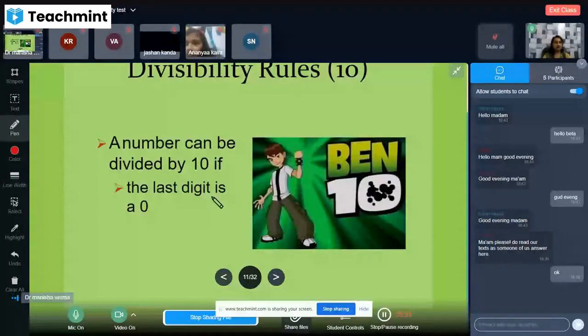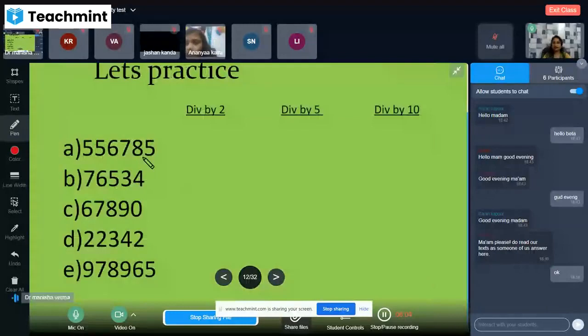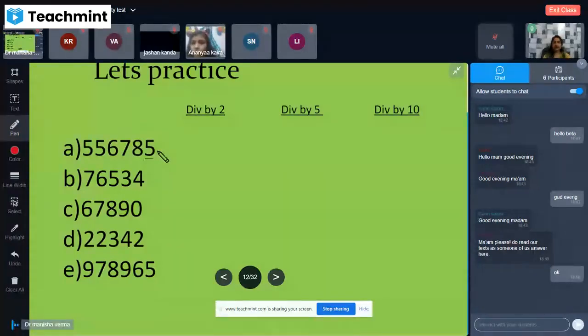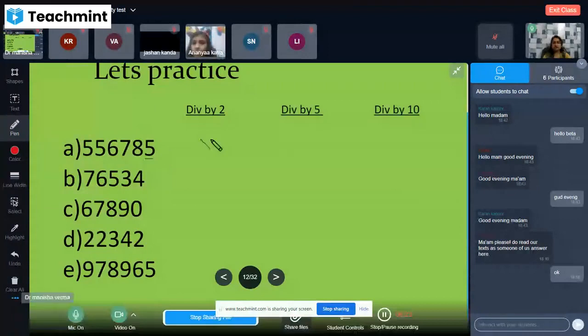Now in this case, the last digit, the ones place digit, should be 0. Let's do an example. Let's check for all, right? Let's see this place. This is 5. Is this divisible by 2? No, this is not 0, not 2, not 4, not 8. That means this is not divisible by 2.